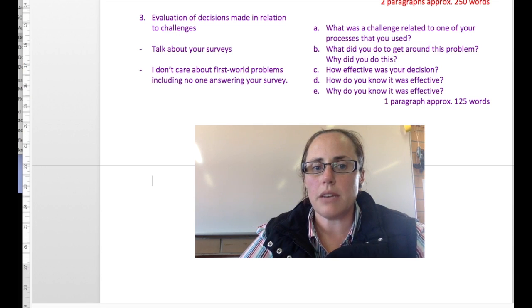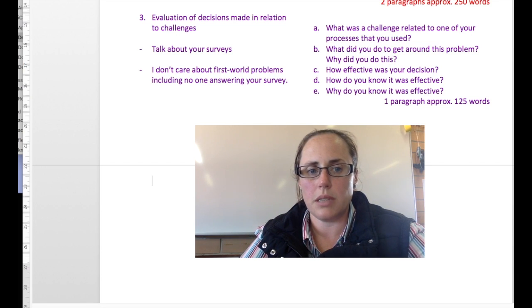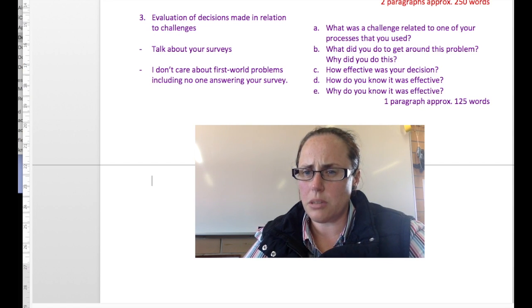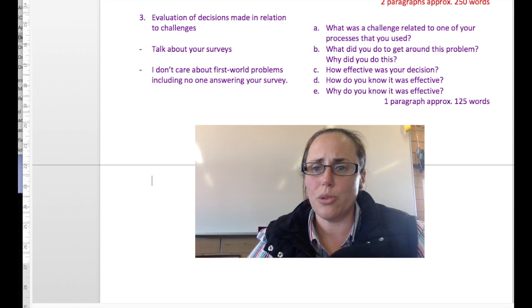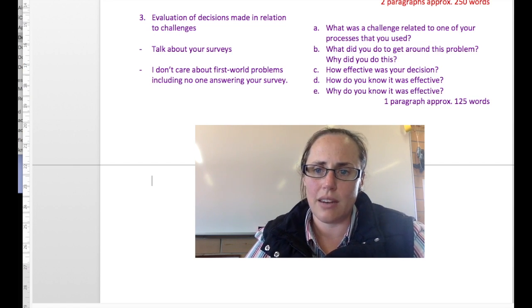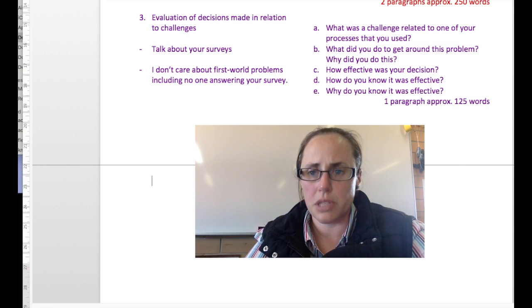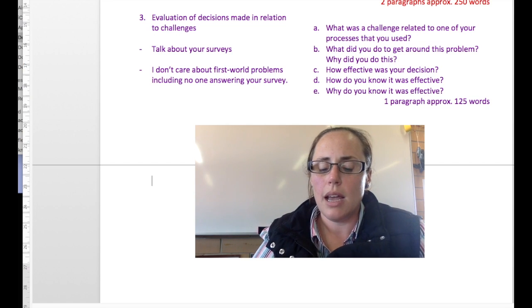Evaluation of decisions made in relation to challenges that you were presented with. So in this section, again, I wanted you to talk about your surveys because surveys were really challenging to most people, being able to create questions that would give you information that you hadn't found elsewhere or that was in some way insightful, and also trying to choose an audience that would be able to respond to your questions. It was really difficult for some people.